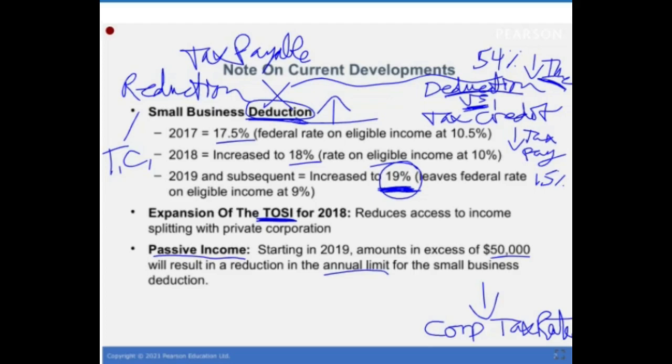Really, it's just a highlight that these things are constantly changing. We have to keep our finger on the pulse of tax to properly give advice to our clients and properly prepare their tax plans. So we're going to learn about all of these items. Specifically, the small business deduction is a very important topic under this Chapter 12 heading.